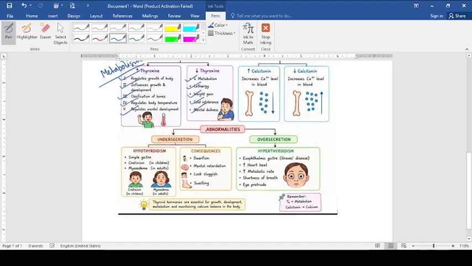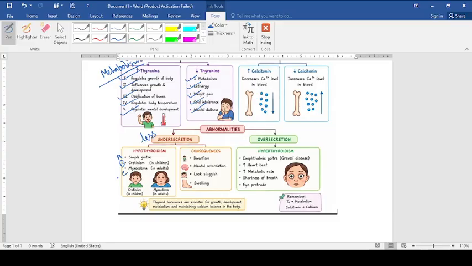Abnormalities with thyroxine: if there is less secretion, or hyposecretion, then it causes hypothyroidism, as well as three diseases over here, A, B, and C. I'll be discussing the symptoms of these to you all. Like simple goiter, you must have heard about.